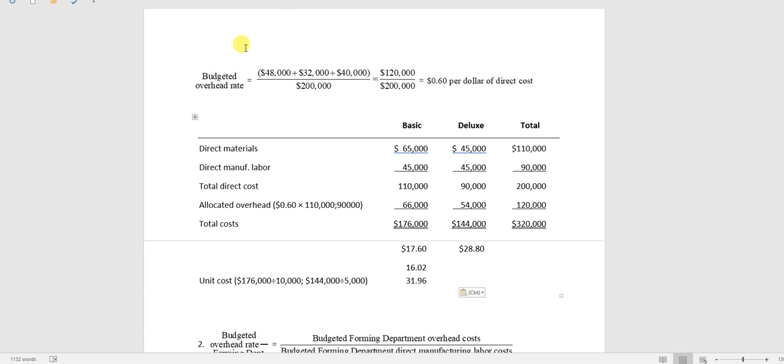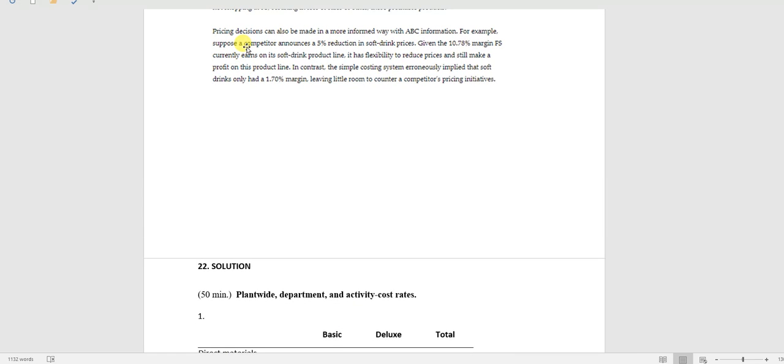So that is just activity-based costing. And we're done.